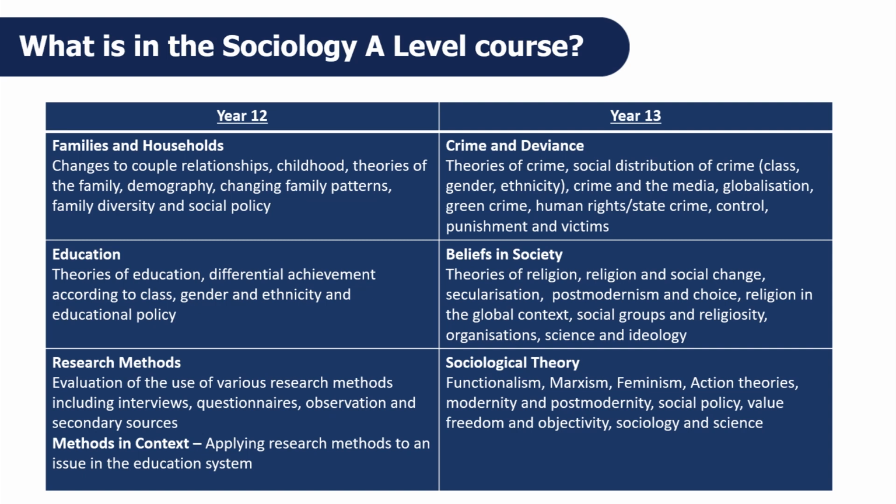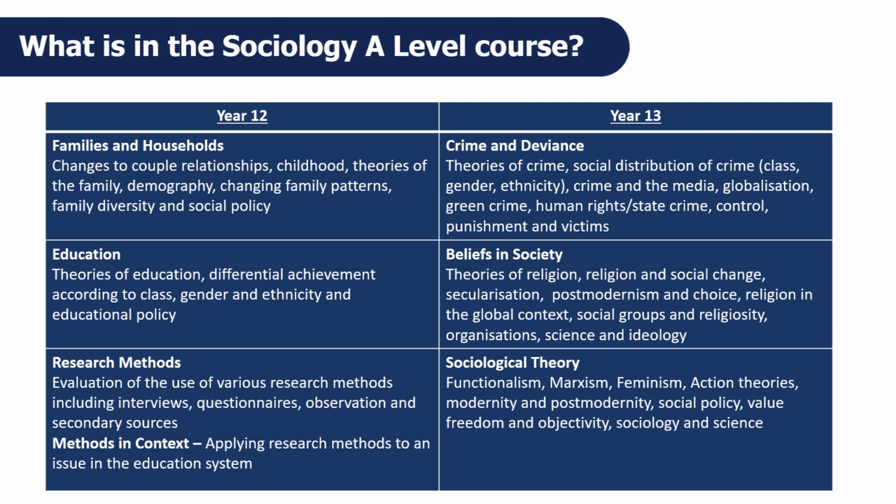We then move on to education. Again, the purpose of education, why achievement seems to vary according to different social groups. And by social groups, I mean class, gender, ethnicity. Why is it, for example, that girls tend to do better in education than boys? Or why do middle class students tend to achieve higher GCSE results than working class students?